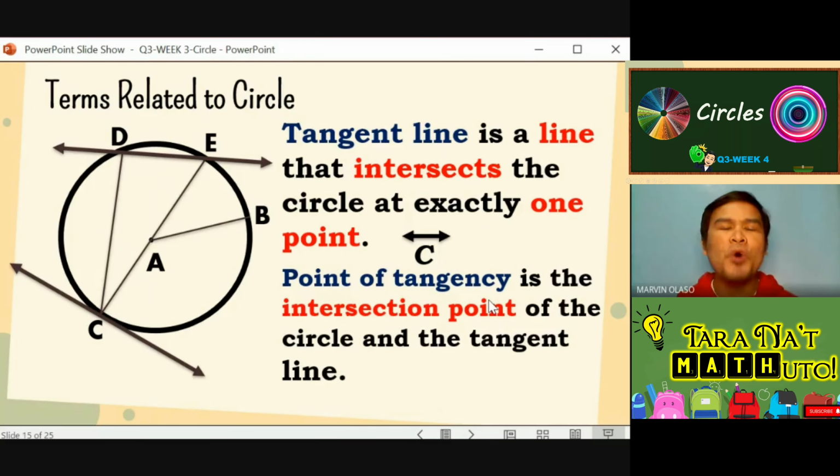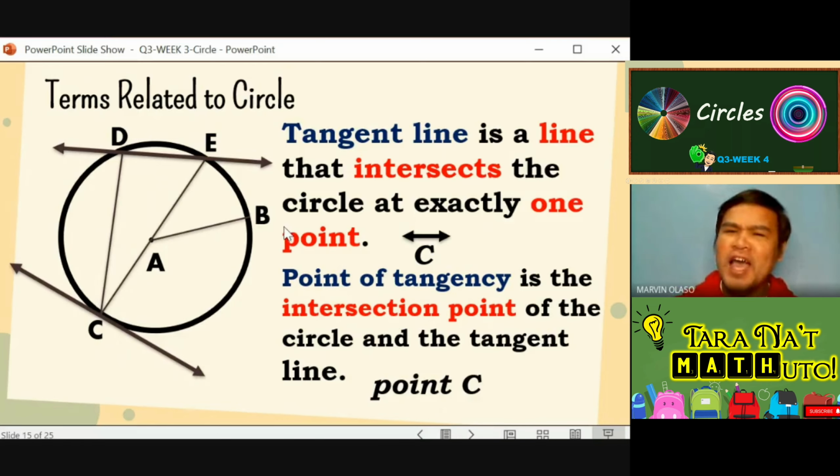So, point of tangency naman is the intersection point of the circle and the tangent line. Ibig sabihin, yung pinagtagpuan nilang point ay tinatawag na point of tangency. So, in this case, ang point of tangency nila ay ang point C. Ayan, nakakarami na tayo ng terms. Don't worry, we have some more.